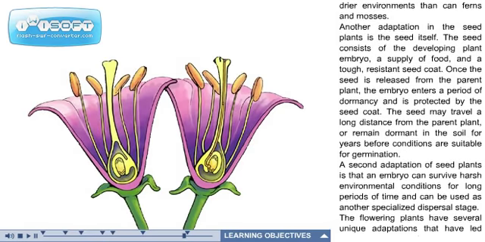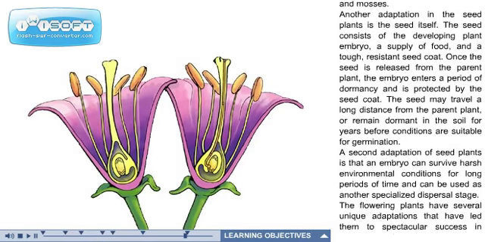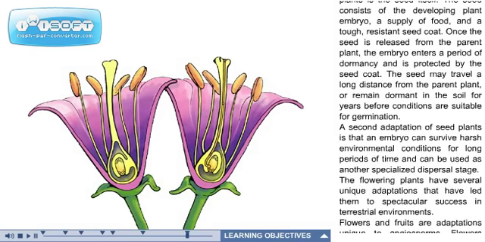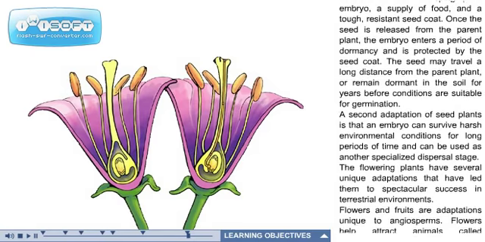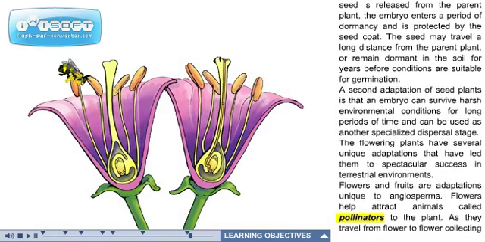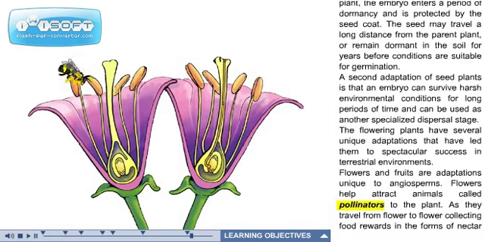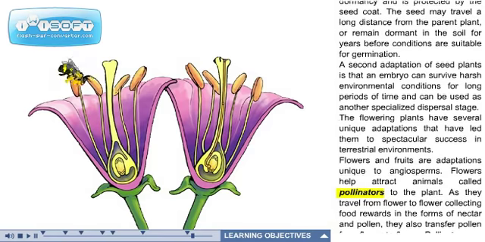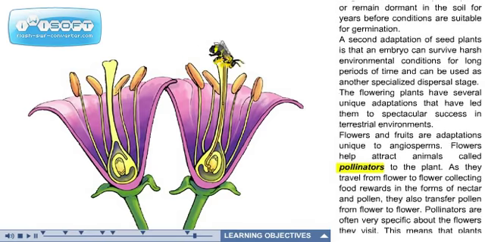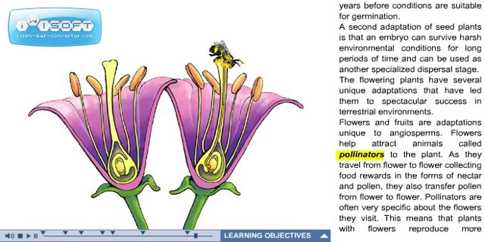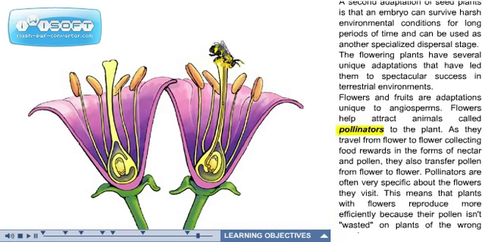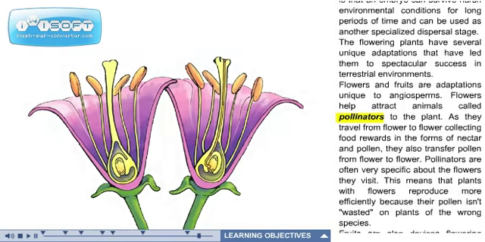The flowering plants have several unique adaptations that have led them to spectacular success in terrestrial environments. Flowers and fruits are adaptations unique to angiosperms. Flowers help attract animals called pollinators to the plant. As they travel from flower to flower collecting food rewards in the form of nectar and pollen, they also transfer pollen from flower to flower. Pollinators are often very specific about the flowers they visit. This means that plants with flowers reproduce more efficiently because their pollen isn't wasted on plants of the wrong species.